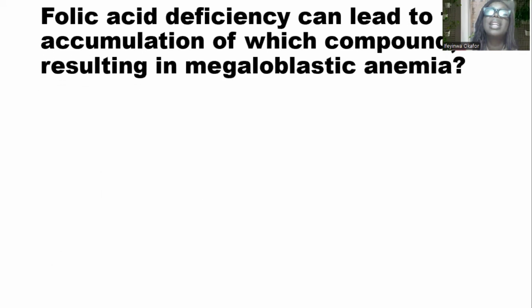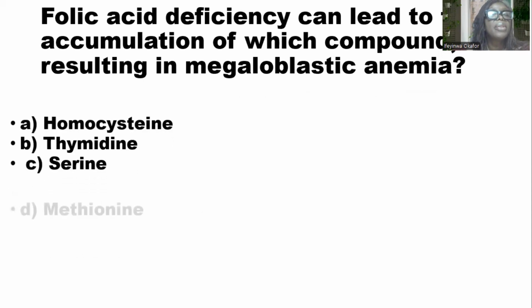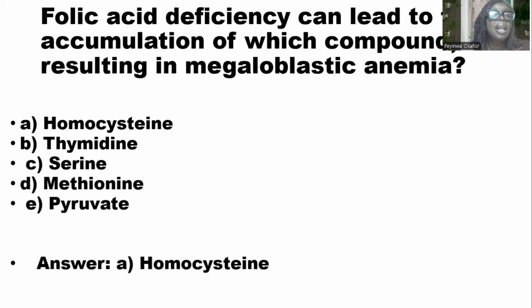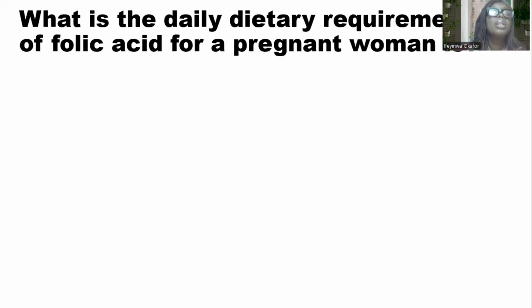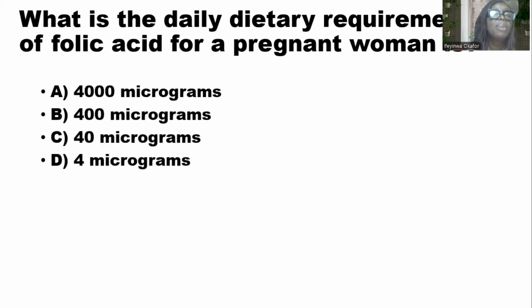Folic acid deficiency can lead to the accumulation of which compound, resulting in megaloblastic anemia? Homocysteine, thymidine, serine, methionine, pyruvate. The answer is A, homocysteine. What is the daily dietary requirement of folic acid for a pregnant woman? 4,000 microgram, 400 microgram, 40 microgram, 4 microgram, and the answer is B.